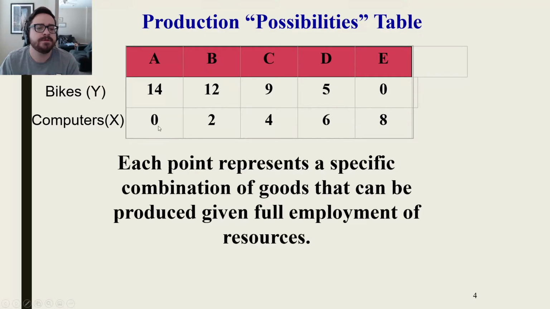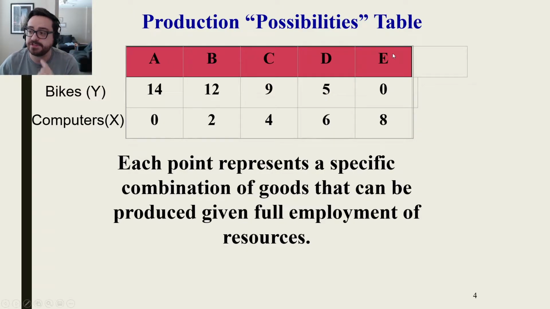So each point represents a specific combination of goods that can be produced given full employment of resources, meaning these are all good amounts. These are all amounts that exist if this economy is nailing it. If everyone who should be working is working, if all of the machines are operating properly, if they've got good Wi-Fi, everything is working smoothly, if they are producing one of these combinations.